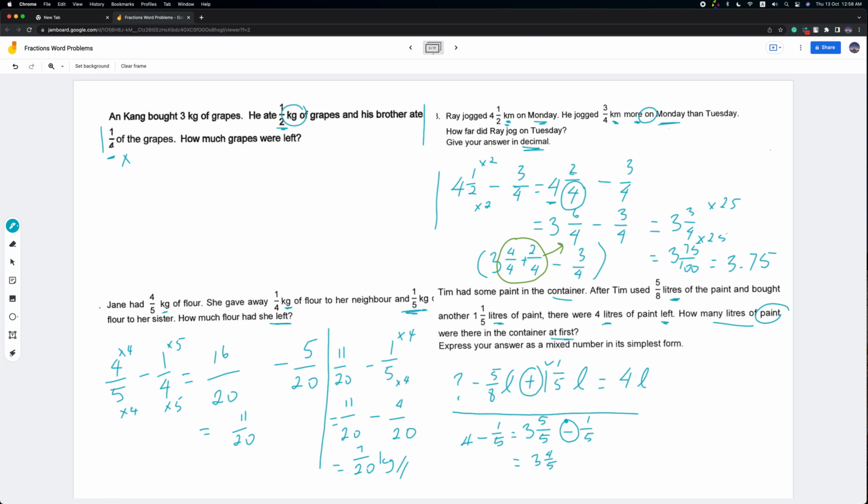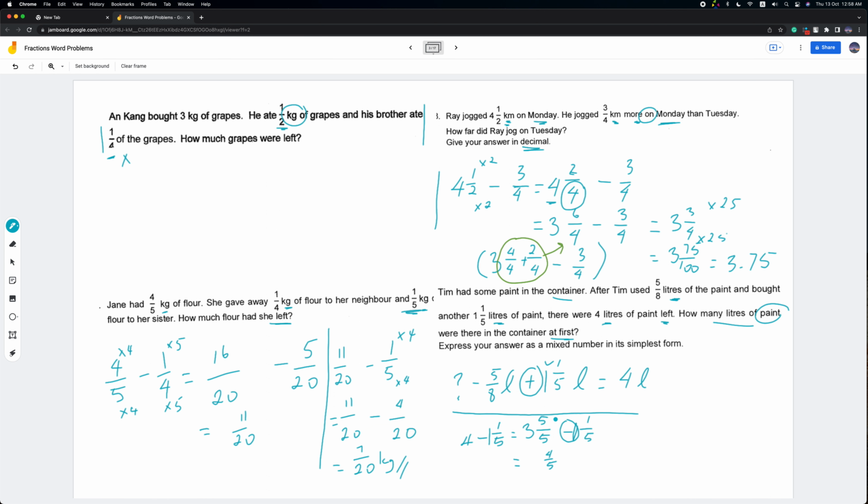Oh, sorry, I made a mistake. There's a one whole. So it's always good to check. What happens if there's a one whole? After you do the regrouping, you are free to minus the whole number or the fraction first. But my advice, always do the fraction first.